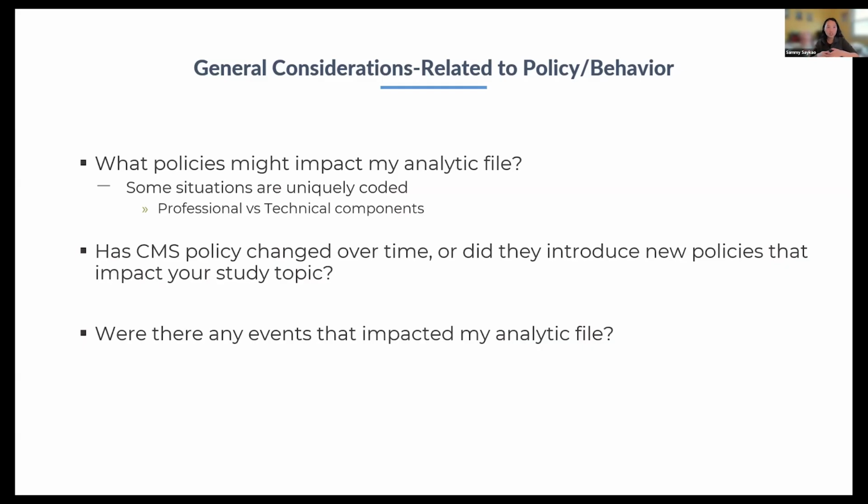If you're researching that, they're actually very uniquely coded. So if you need to find those types of components, you have to go into the claims manual and ask, oh, how is CMS telling providers to bill for this? Has CMS policy changed over time, or did they introduce new policies that impact your study topic? So I think Peter sort of showed this too while he was talking about the economics. Like CMS is changing, right? And so these changes can impact what's popping up in your data.